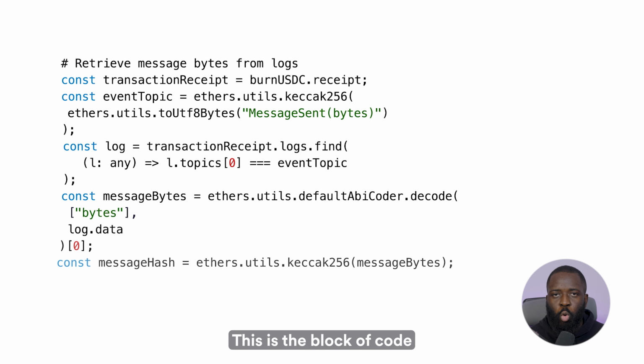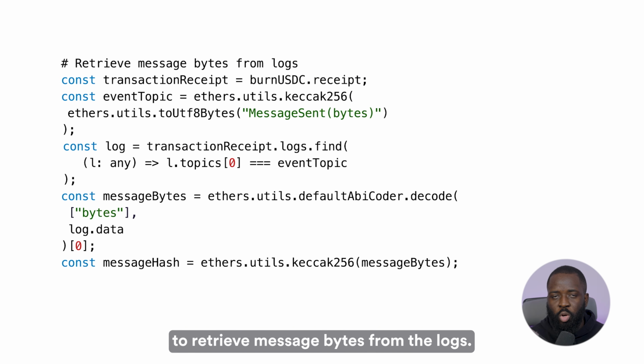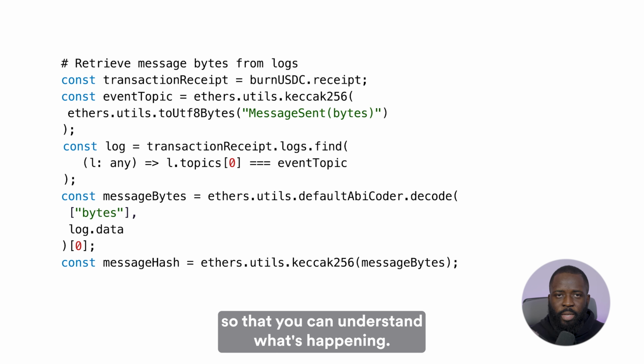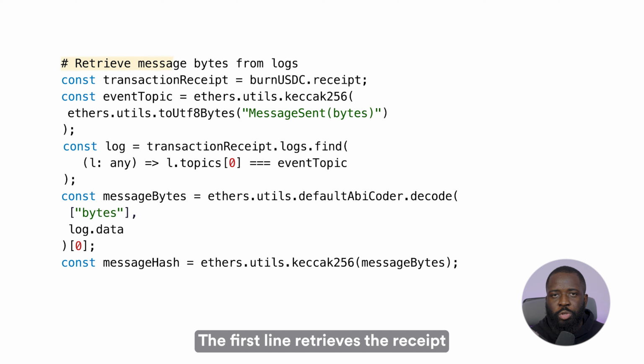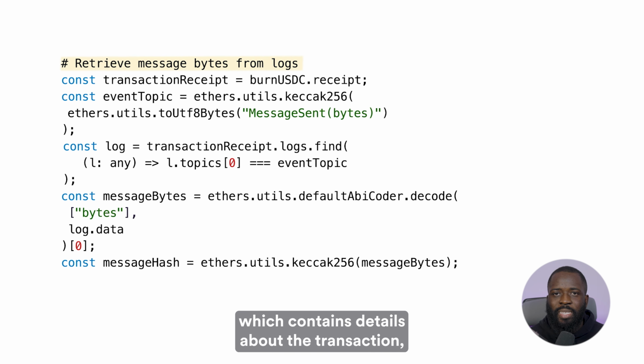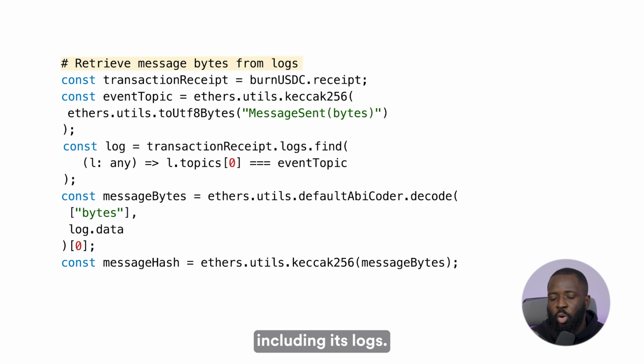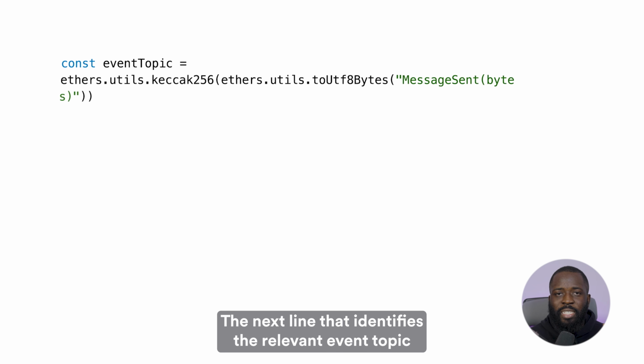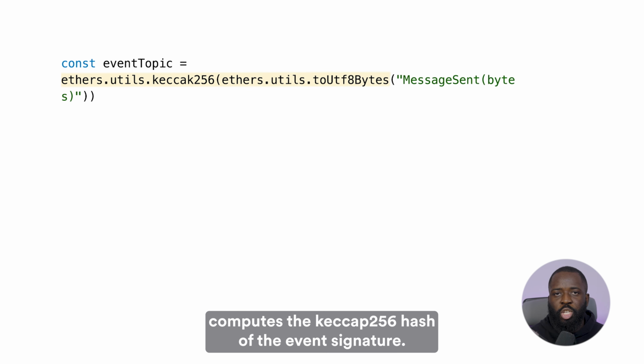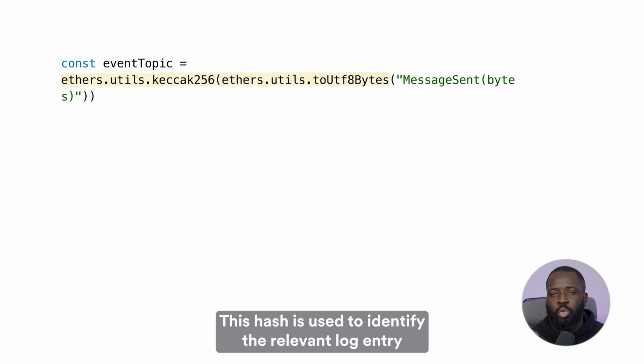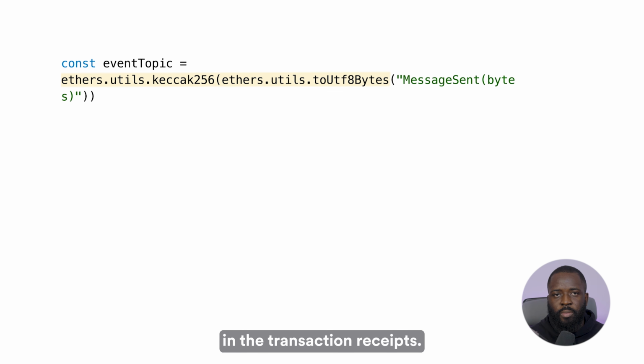This is the block of code to retrieve message bytes from the logs. I'll go through the code line by line so that you can understand what's happening. The first line retrieves the receipt of the USDC burn transaction, which contains details about the transaction, including its logs. The next line that identifies the relevant event topic computes the Keccak256 hash of the event signature. This hash is used to identify the relevant log entry in the transaction receipt.